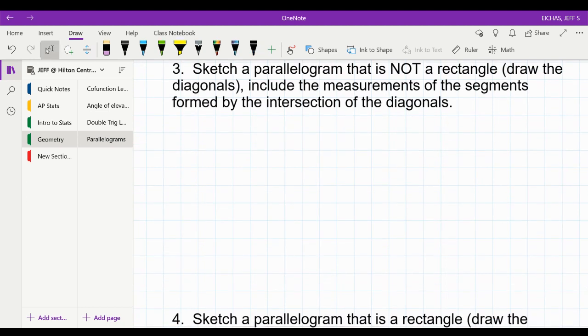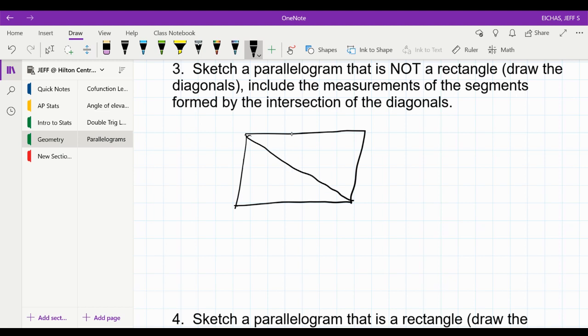Let's see, draw the diagonals. This time they want the diagonals. They want the measurements of the segments formed by the intersection of the diagonals. So what they want on this question is for us to basically show we know the diagonals must bisect each other. So we'll call this 12. So then that's 12, so those are the same. You can even mark it. Okay, these are going to be the same, so let's make those 9. And now that's evidence that we have a parallelogram, but not a rectangle.